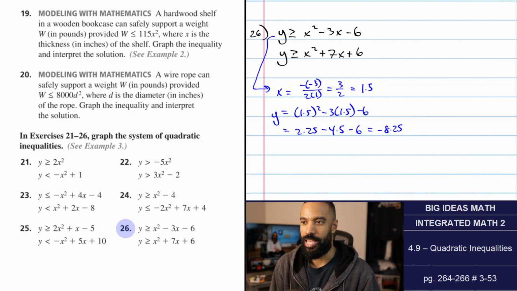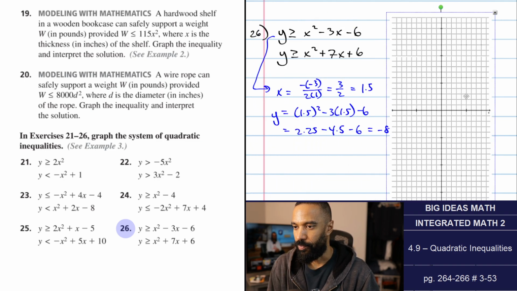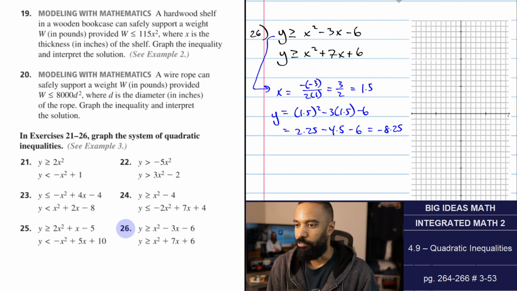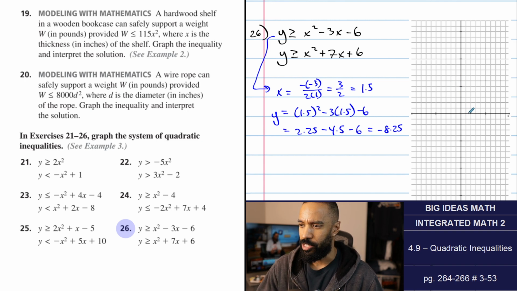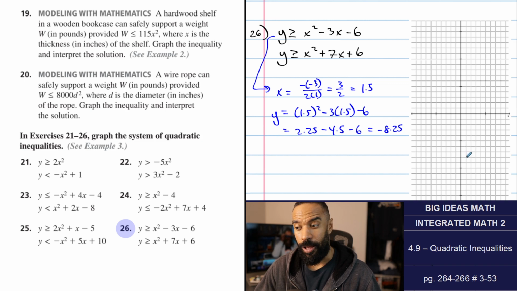So that's where our vertex will be for blue. Both of these will be solid curves shading above, by the way. Okay, I'll do the same trick as before. I'm going to be at 1, negative 8. I apologize that you don't get to do that same. You don't have the same luxury.